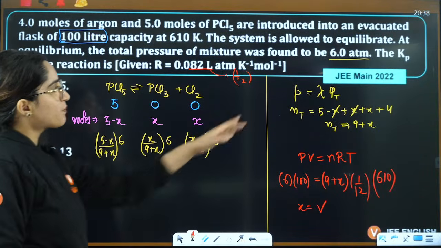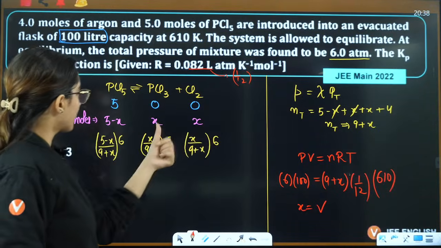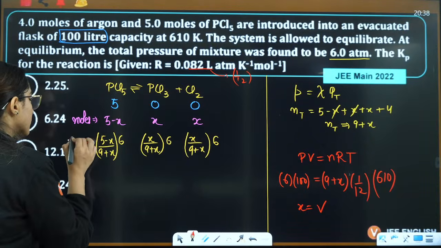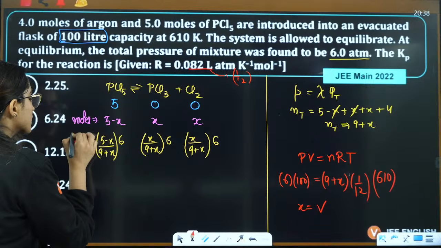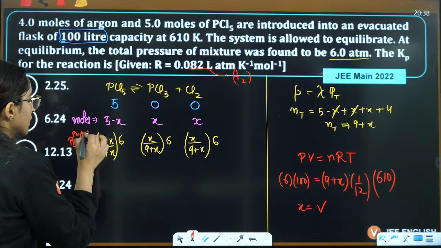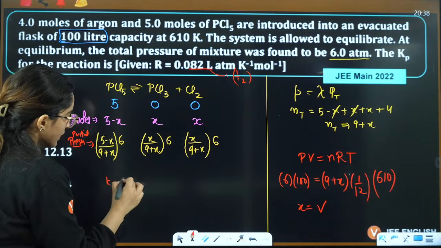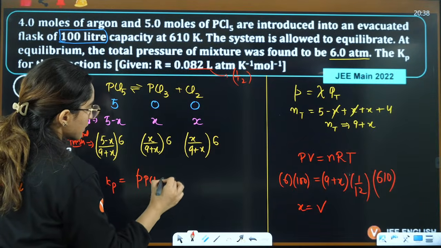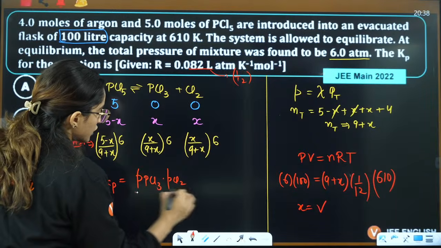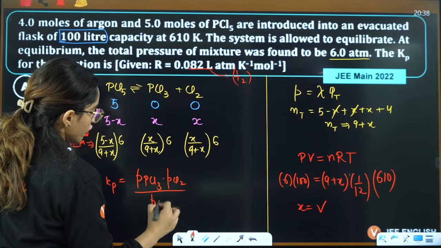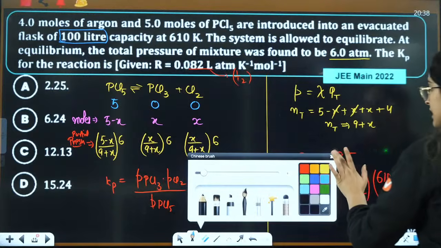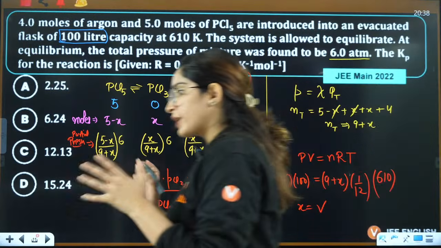Put the value of x here. Now what is pressure? Mole fraction into total pressure. So when you put the value of x, this will become the partial pressure. Then what is the value of Kp? Kp is going to be pressure of PCl3 multiplied by pressure of Cl2 divided by pressure of PCl5, and that will be your answer. Tell me guys if that is clear what we are doing here.